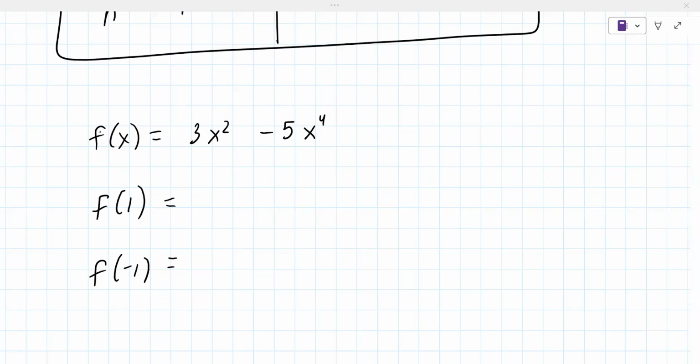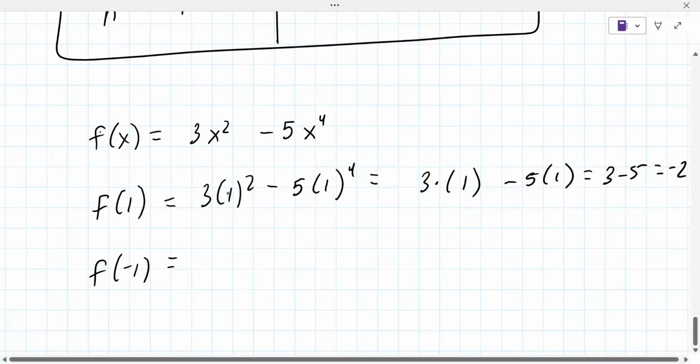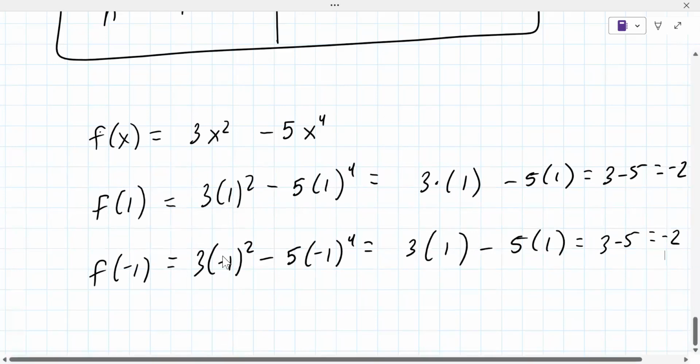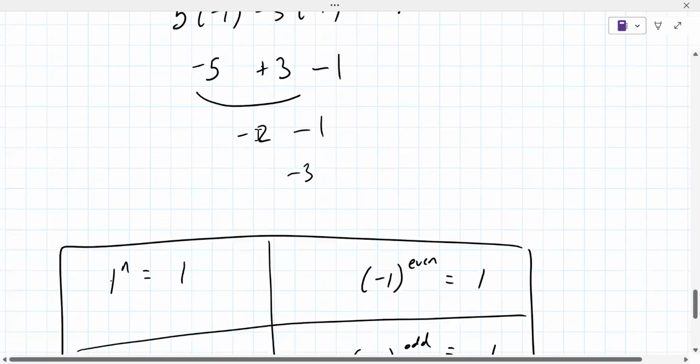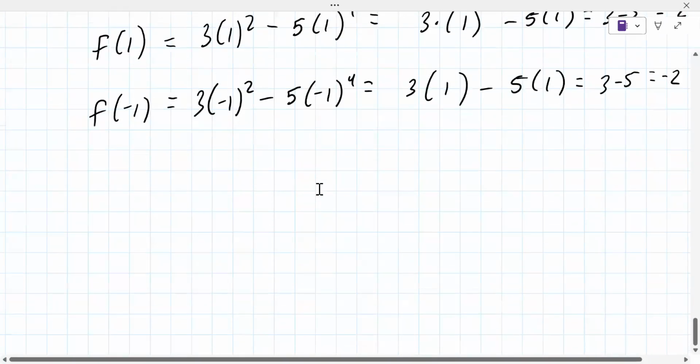They both equal -2. They do, yeah. It's one of those things with the even exponents, you get some symmetry. So this is 3 times 1 minus 5 times 1, which is 3 minus 5, which equals -2. 3 times -1 squared minus 5 times -1 to the fourth is 3 times 1 minus 5 times 1, which is 3 minus 5, which is -2. So really good. My perception was maybe the 3 terms somehow added too much complexity, but you did really well on these.